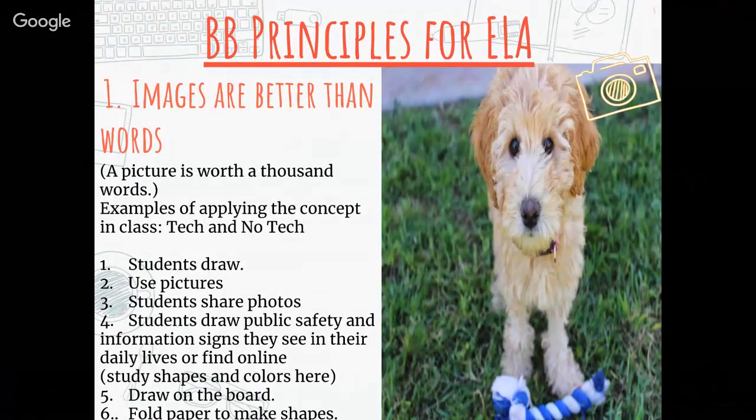Okay. And the first brain-based principle for English language acquisition has to do with that camera picture you just drew. Images are better than words, or the unknown author of the saying, "A picture is worth 1,000 words," really means that. So what does that mean? Puppies. It means puppies in your classroom. Who can resist a puppy?